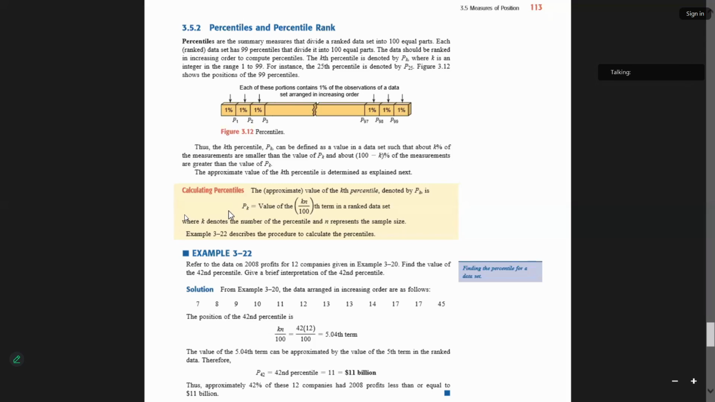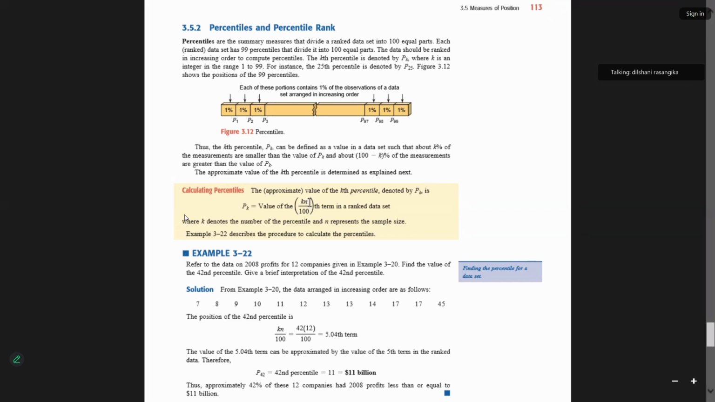Then you can find the approximate value of the kth percentile. K is any constant value, any integer number, denoted by Pk. So you can calculate Pk as the value of the kn divided by 100 term in a ranked data set. Here, k denotes the number of the percentile and n represents the sample size.